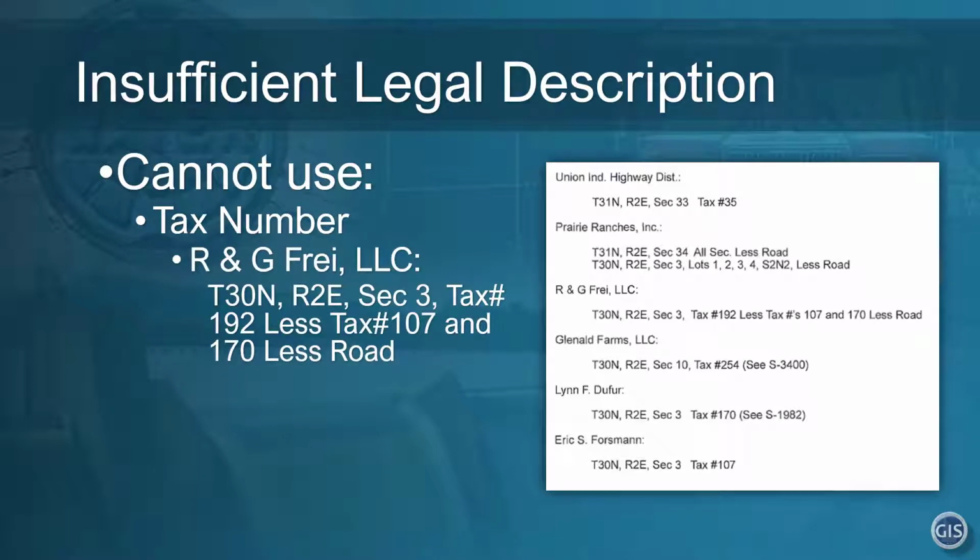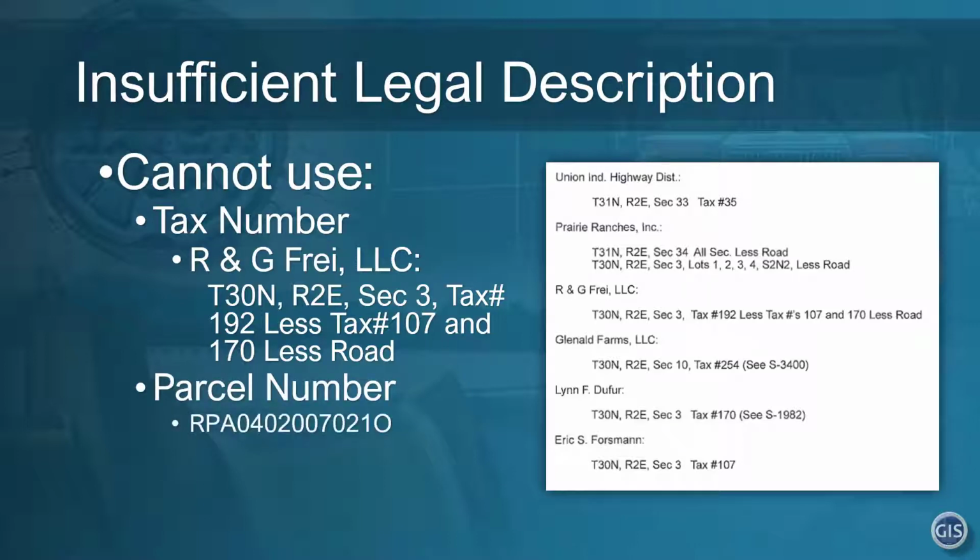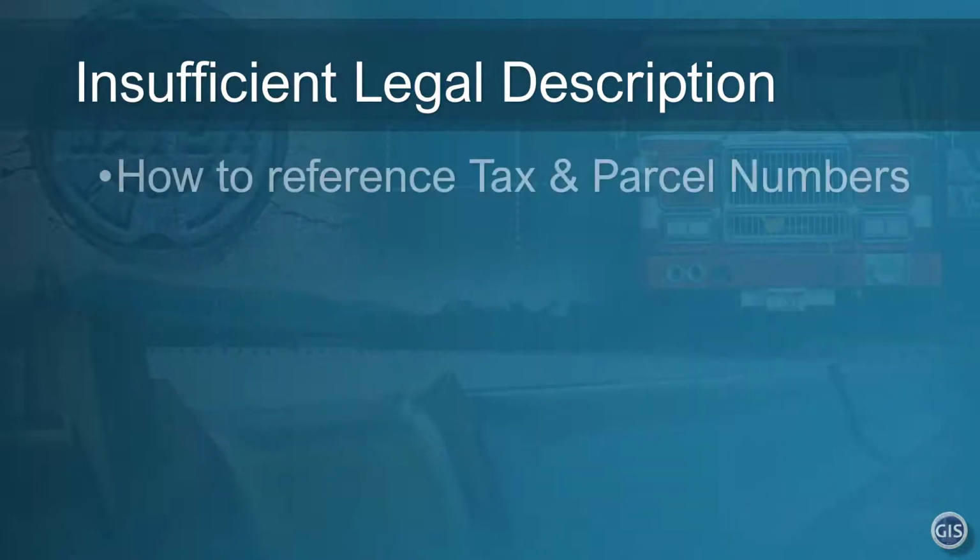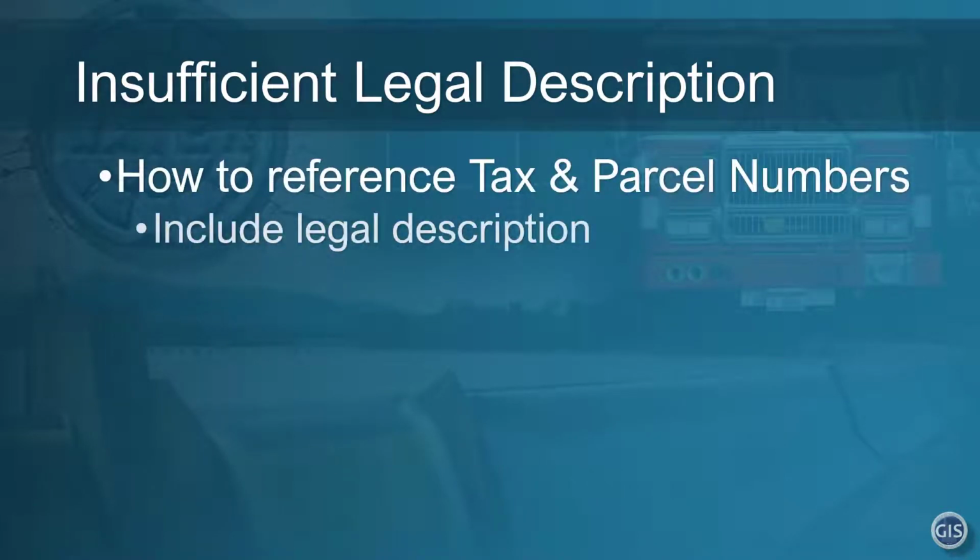In this example of a tax number reference, you can see that it calls to the PLSS and to tax number 192. The tax numbers that follow are then used to subtract from the first. These are insufficient because there is not an actual legal description given. Also, you should not reference parcel numbers as a legal description. Parcel numbers typically change each time they are split, but that is not always the case. However, you can include a tax or parcel number if you include a legal description.